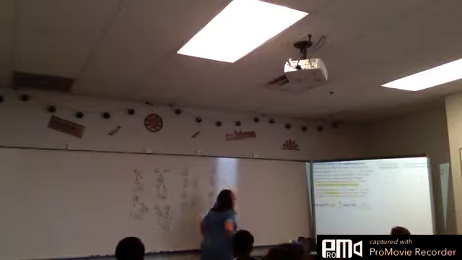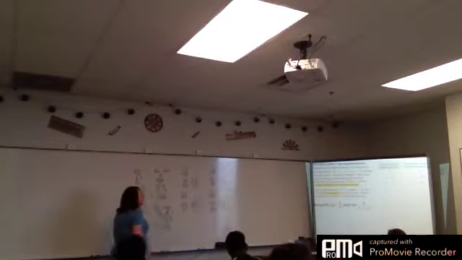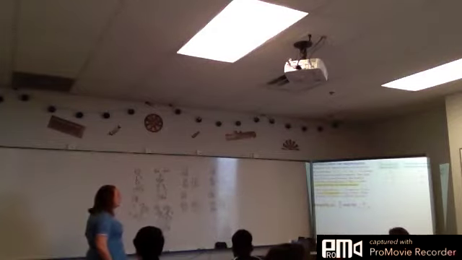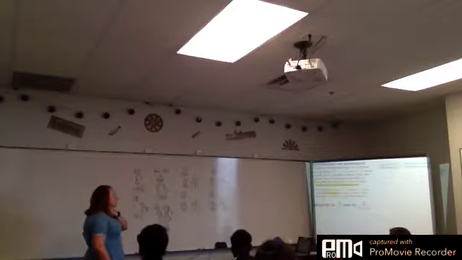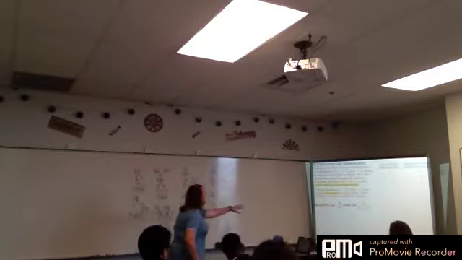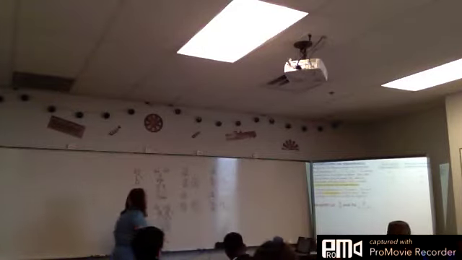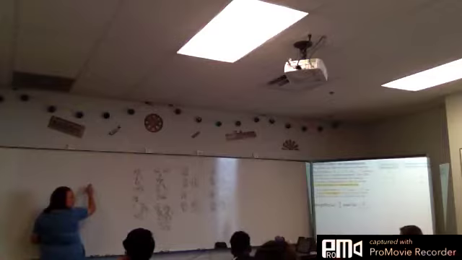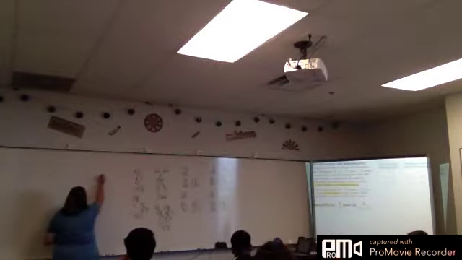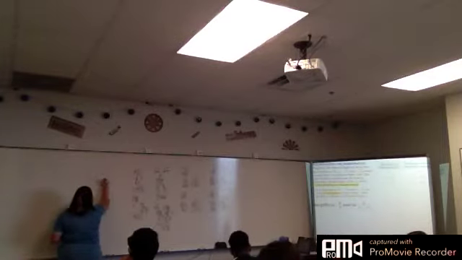Rationalizing the denominator. This is what you will not like. Rationalizing the denominator means I cannot have a radical in my denominator spot. So I have to multiply the top and bottom by the same thing. If I have the square root of 5 over the square root of 2, I cannot have the square root of 2 in the bottom, okay? So I simply multiply the top and bottom by radical 2.